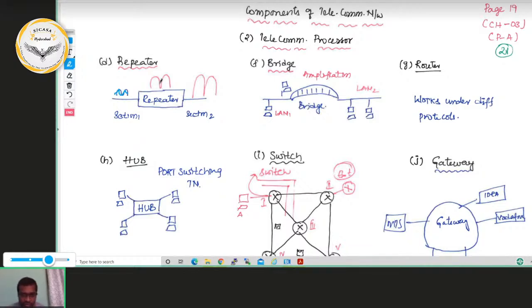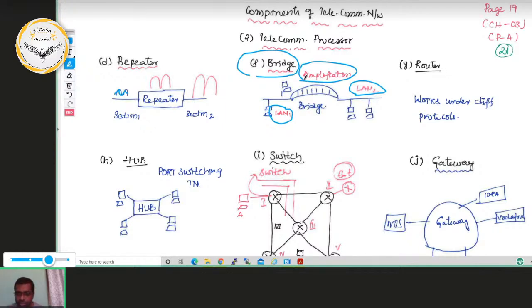So what do you mean by bridge? Bridge is nothing but a device which connects one or more LANs together. LAN 1, LAN 2. We already studied LAN. What do you mean by LAN? LAN is nothing but local area network. So bridges are required for the purpose of connecting a number of LANs together. Not only that, it also performs amplification of data. So repeater and bridge both perform amplification of data, but bridge also connects different numbers of LANs together.